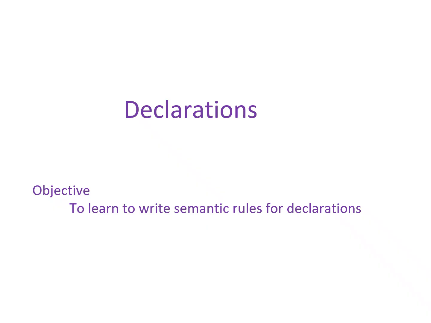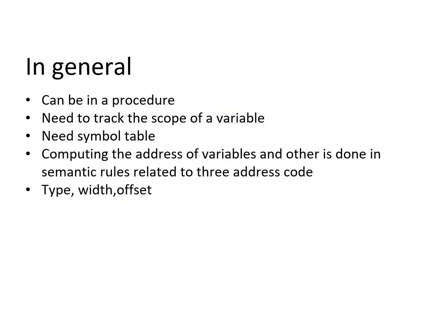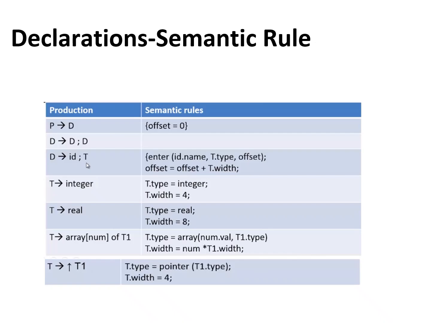Now the main objective of declarations is that we are going to learn how to write the semantic rules for declarations. Starting with declarations, in general they can be in procedures. So we need to track the scope of a variable, next the need of the symbol table, and computing the address of the variables that follows the semantic rules related to three address code. Finally, we will be processing type, width and offset. So these are the general things present within declarations. Now we are going to see the semantic rules for declarations.